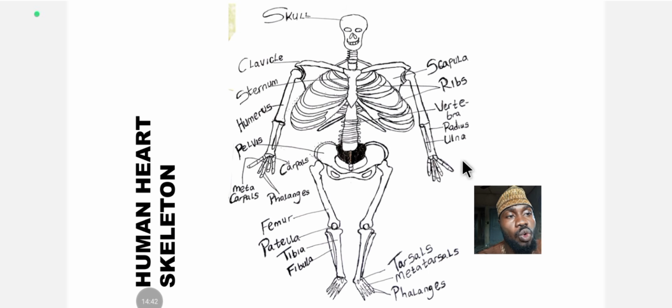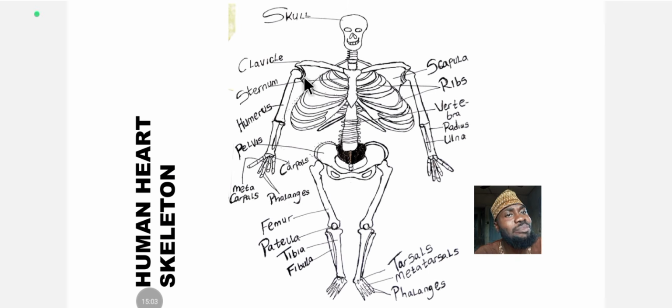Now your skeleton. This is your skeleton. This is your skull. This is your rib. This is your pelvis. So if you understand this, you have understood your skeleton. All right? Explaining the skeleton.